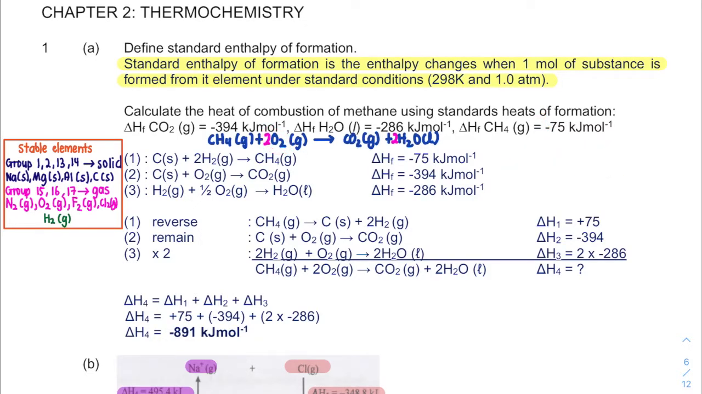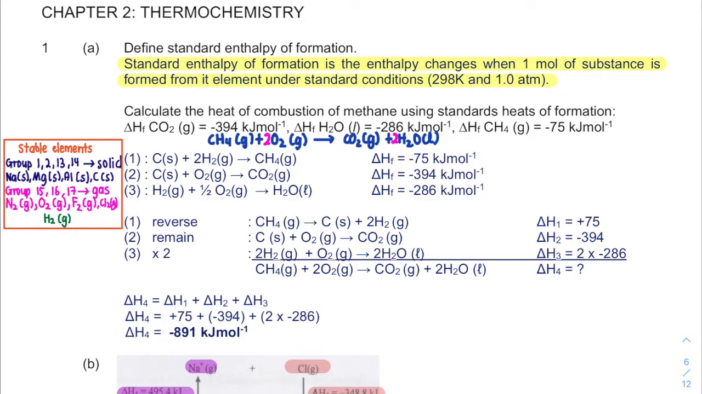So what we have to do is write down the equation of each formation, to find the enthalpy of combustion, the heat of combustion, which is this equation itself. Remember for combustion, 1 mole of substance is burned in excess oxygen and heat is released. Remember that for combustion, we will form CO2 and H2O. Make sure we balance it.